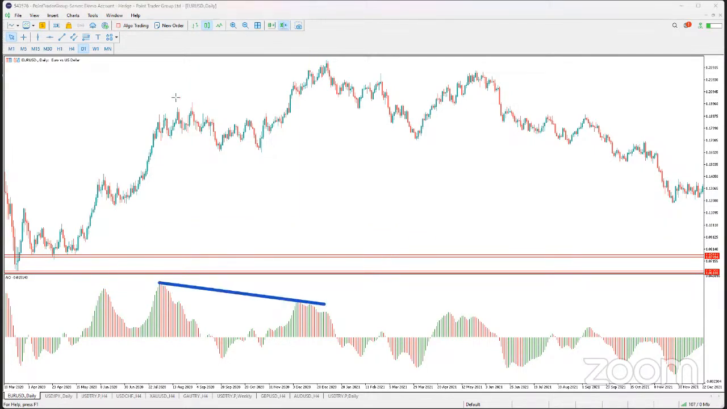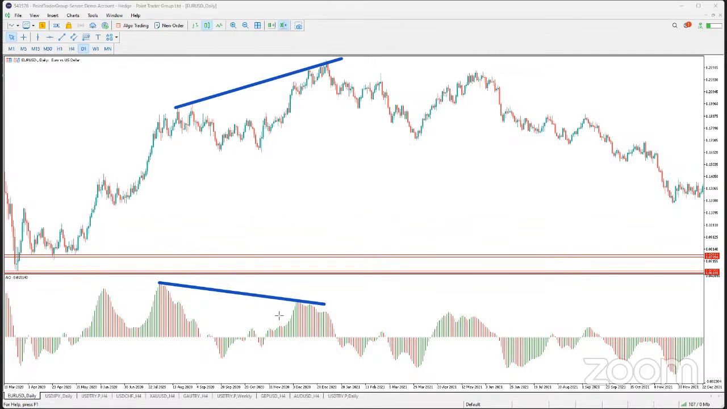Look at this and look at this. Easy. Yes. So there's a difference here. There is a divergence here. The price is making higher highs, and the indicator is making lower highs. That's it. So there is a divergence, a bearish divergence. You can go short.